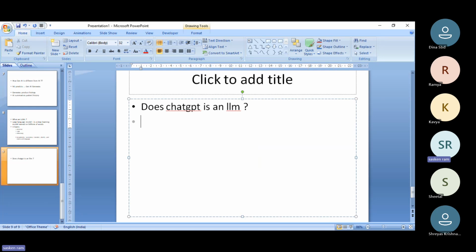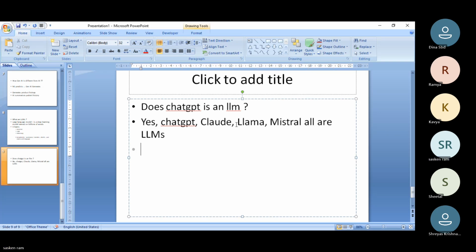Not only ChatGPT, okay, Claude, ChatGPT, yes, right? It's an LLM. Not only ChatGPT, Claude. That's what we have said. Claude and what else? Claude, Llama, and Mistral Instruct. All are LLMs, right? So next question is, yeah, Copilot. Very good, right? So Copilot. So yeah, the next question is, why do we need an LLM?